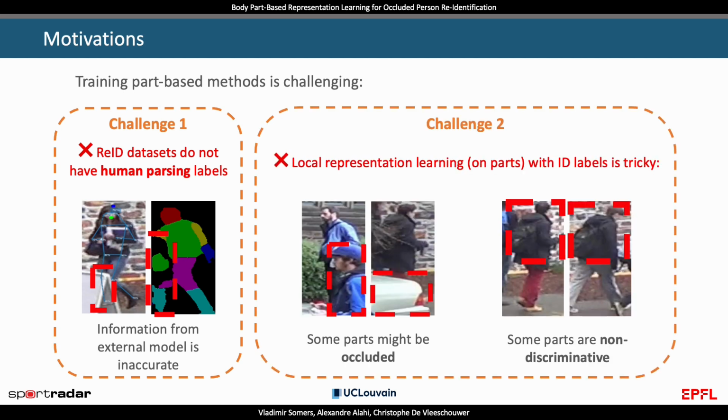The second challenge is that learning local representations from global identity labels is not straightforward. Indeed, standard contrastive losses, such as the triplet loss or the identity loss, cannot be directly applied to local features for two reasons. Firstly, some parts might be occluded and hurt the training process. Secondly, two different identities might have similar body parts. A single body part is therefore not sufficient to tell a person apart. For that reason, applying a contrastive loss on a single body part can be harmful to performance. In this work, we propose a novel attention mechanism and a novel loss to address these two challenges.